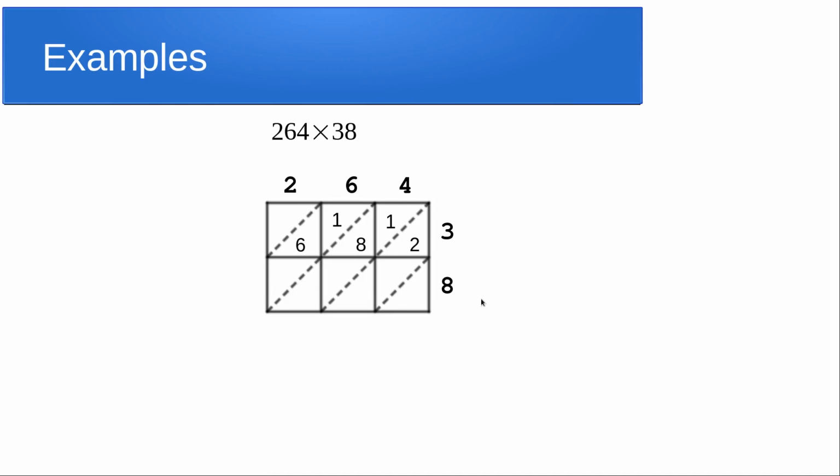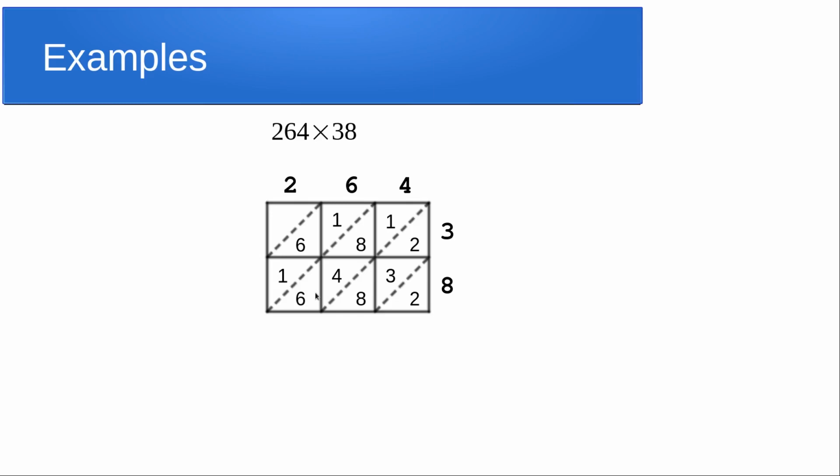Now I'm going to work on the next row. 8 multiplied by 4 is 32, so that's a 10 part of 3 and a unit part of 2. 8 multiplied by 6, well that's a 10 part of 4 and a unit part of 8. And then we've got 8 multiplied by 2. So that's a 10 part of 1 and a unit part of 6.